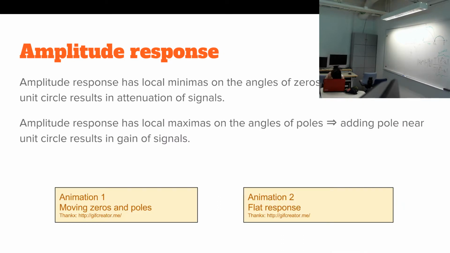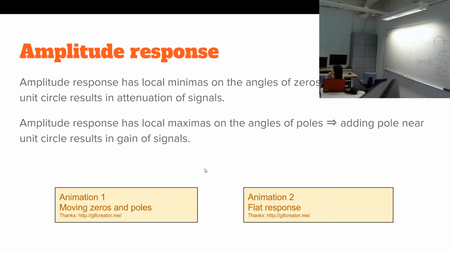Okay. So that's basically the same thing as I said there. Amplitude response local minimas are on the angles of zeros. So adding the zeros on the unit circle results in attenuation of signals. And then amplitude response has local maximas on the angles of poles. Adding pole nodes near the unit circle results in gain of signals. Okay. Now you can basically start adjusting the first filter.